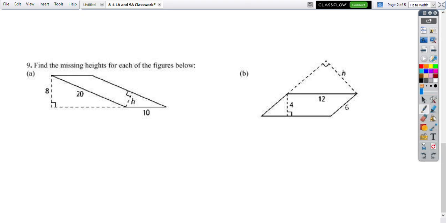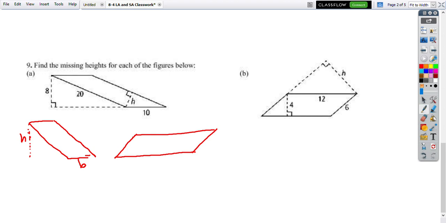Remember, when we're doing this, we want to think about taking the shape and looking at it two ways. The first way is when the shape is sitting like this. And so I have a base this way, right? And a height that drops over here. Or I could lay the figure this way, right? And I could have a base down here, okay? And then a height that drops this way.